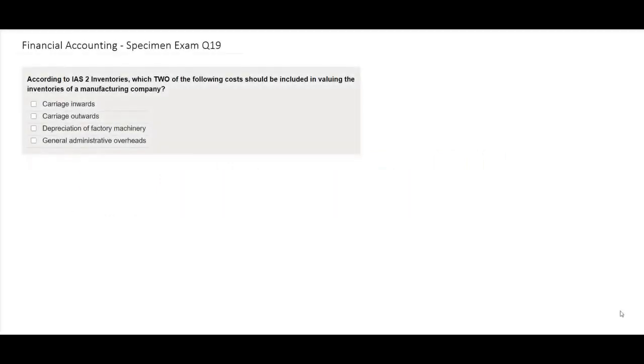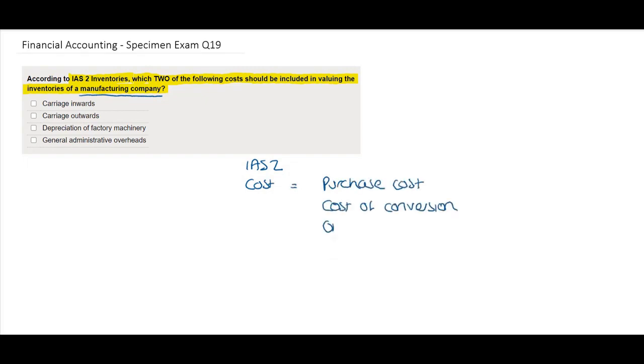In this question, we are being asked to decide which two of the following costs should be included in valuing the inventories of a manufacturing company. In order to do this, we will need to be able to remember the requirements of valuation as per IAS 2 Inventories, and more specifically, what can be included for a manufacturing company. According to the rules as per IAS 2, the cost of inventory can include the following. They are permitted to include the purchase cost, the cost of conversion, and other costs that will bring the inventory to its present location and condition.